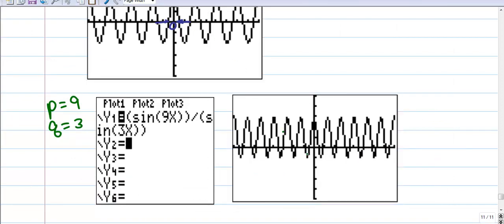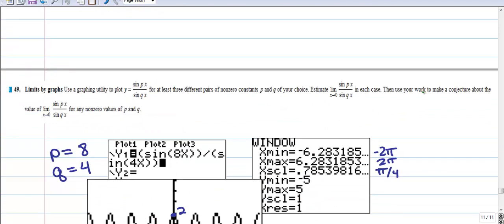So, as I'm approaching 0 from either direction, this graph appears to be approaching the number 3. Notice on both of these, up here, p was 8 and q was 4, and if you divide those, you get 2. And here, if I divide these, I get 3. So my conjecture would be that the limit here would be p over q. And so that concludes 2.1.